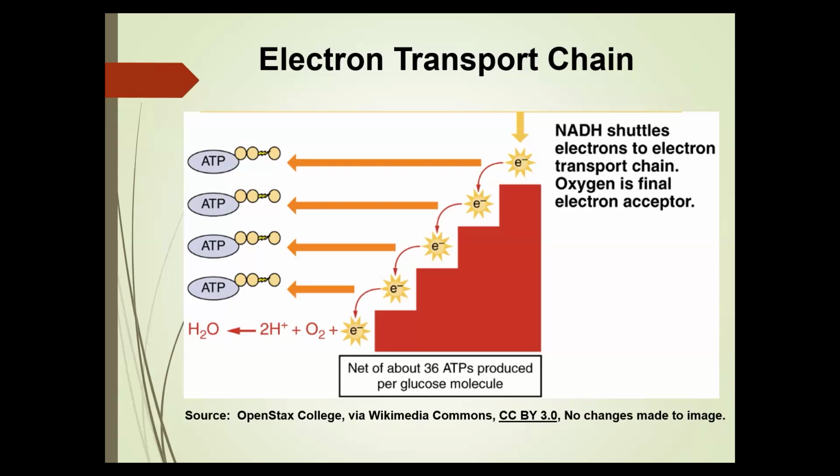Note that the final acceptor of the electrons is oxygen. The oxygen then combines with hydrogen ions to produce water. So this is why most plants and animals need oxygen to survive. The oxygen is not burning the glucose, which is what we tend to think of as happening in our bodies. Instead, at the end of the ETC, the oxygen accepts the electrons.